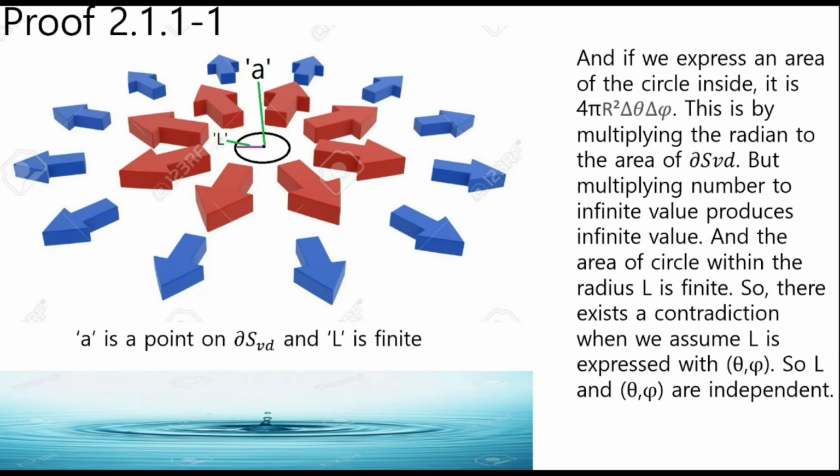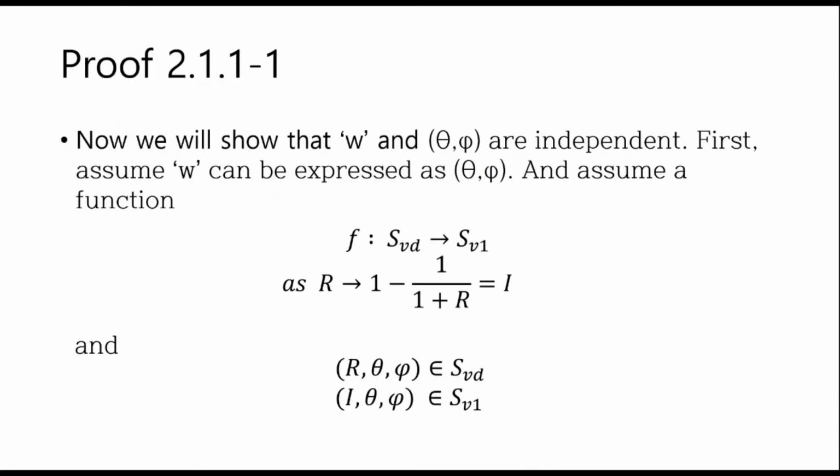And if we express an area of the circle inside, it is 4 pi r squared delta theta delta phi. This is by multiplying the radian to the area of DS3D. But multiplying a number to an infinite value produces an infinite value, and the area of the circle within the radius L is finite. So there exists a contradiction when we assume L is expressed with theta phi, so L and theta phi are independent. Now we will show that omega and theta phi are independent.